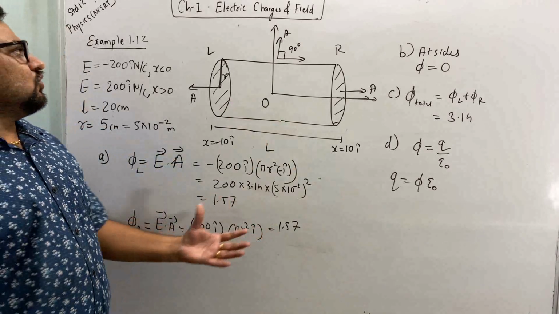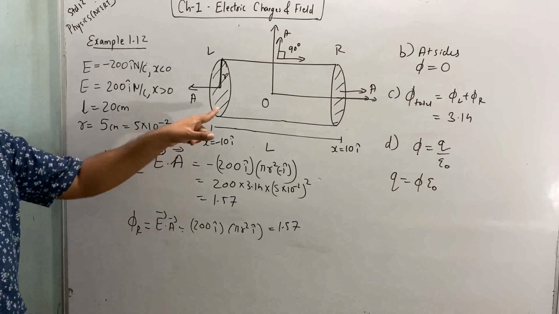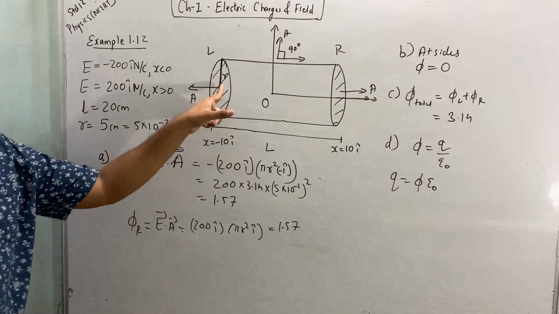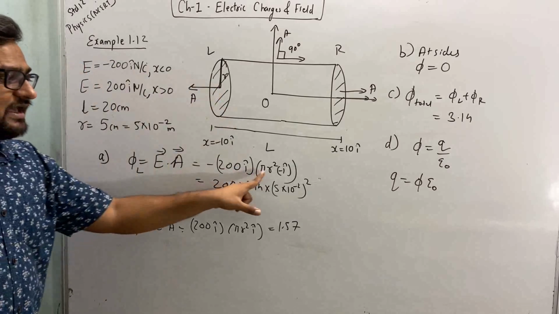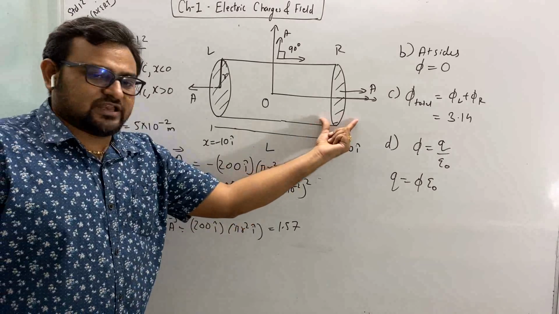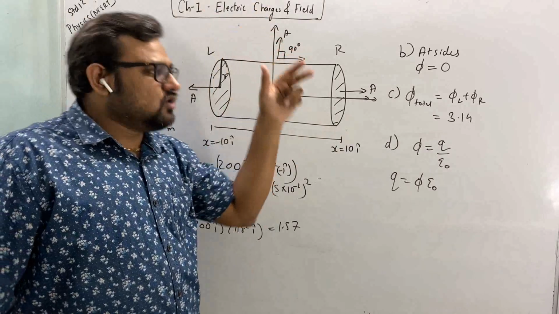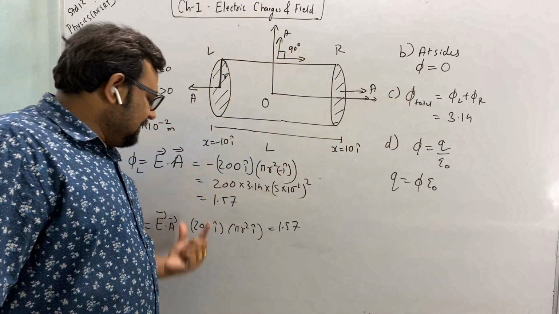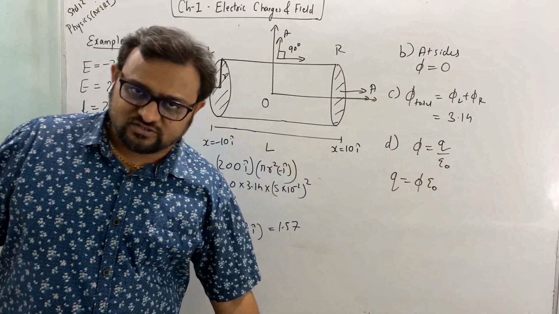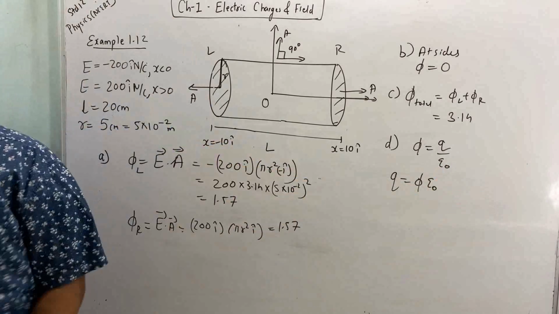Clear? So just go through example 1.12. Remember, I am repeating: first, on the left, E is negative and A is also in the minus i direction, so it becomes plus. Similarly on the right side. On the sides, it's 0. Total is phi L plus phi R, and charge q equals flux into epsilon 0. So go through example 1.12 and solve that one.